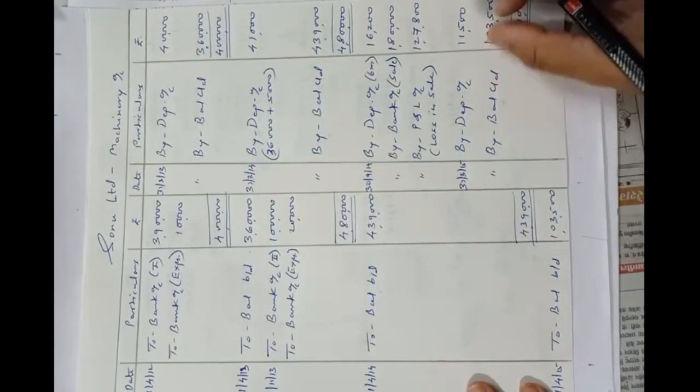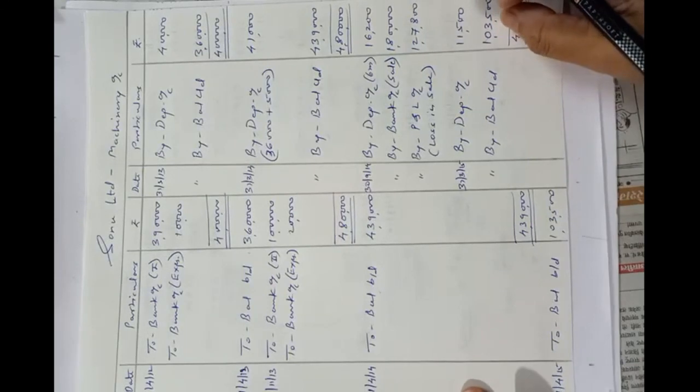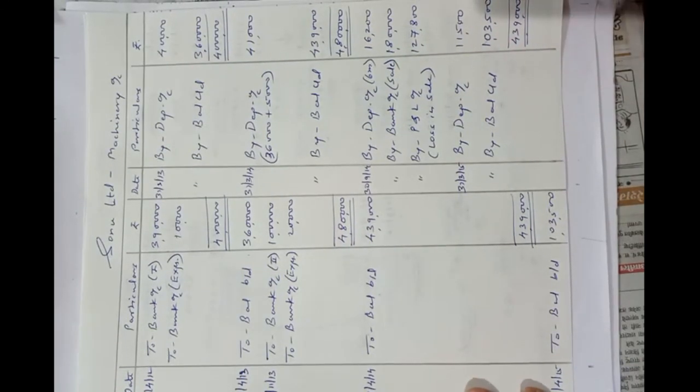So you have to prepare machinery account as well as depreciation account for practice, and then pass journal entries. Okay, and if there is any doubt, you can ask. That's all.